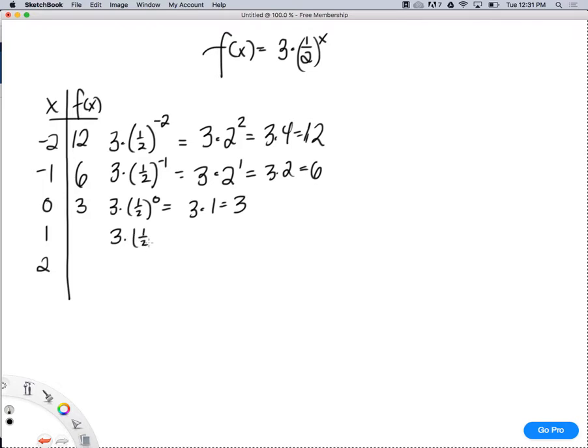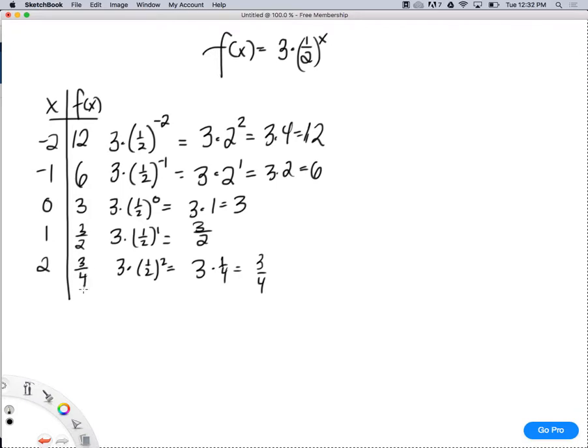And then 3 times 1/2 to the 1, well, that's just 3 over 2. It's 3 times 1/2. And then 3 times 1/2 squared equals, well, what's 1/2 squared? You can tell me. Someone. Anybody? 1/4. So it's 3 times 1/4 is 3 over 4. Okay. Once you have that, you go ahead and graph.